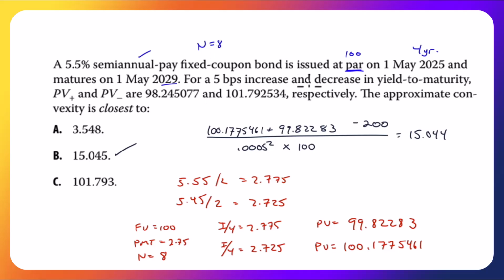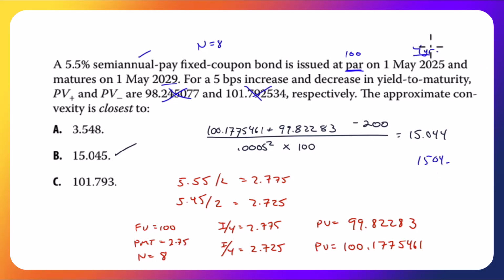A 5 basis point increase and decrease in the yield to maturity, PV plus and PV minus, ignore those two. They are wrong. The approximate convexity is closest to... If you use these two, you would have got 1504 point something, and you knew you would have been wrong because it's a 4-year bond. So its modified duration would be 3 point something. If you square it, you're going to get nowhere near 4 digits. So we know that that's wrong.